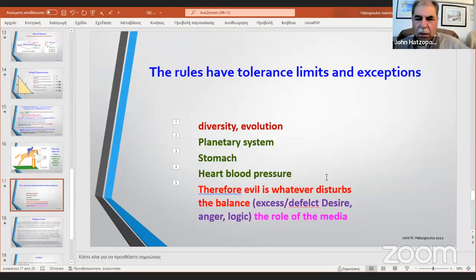Again, I want to emphasize that in nature we have laws and rules, and the rules guide the functioning of the objects. The rules have tolerance limits and exceptions. We said that it is because of the diversity and evolution. It's part of the design of the universe. The planetary system works with this balance, and the supreme rule is the rule of balance that contains all the rules.